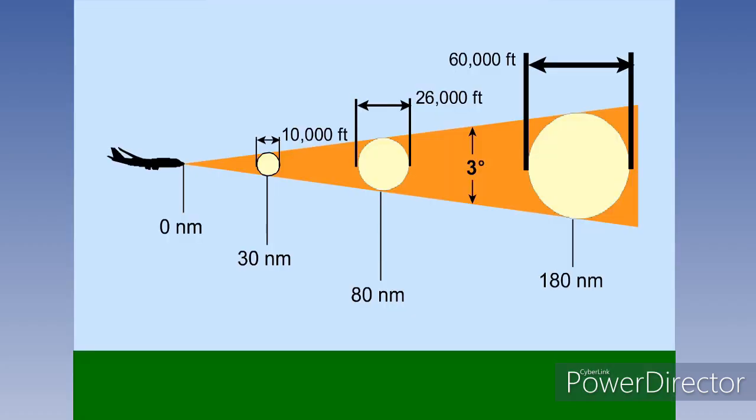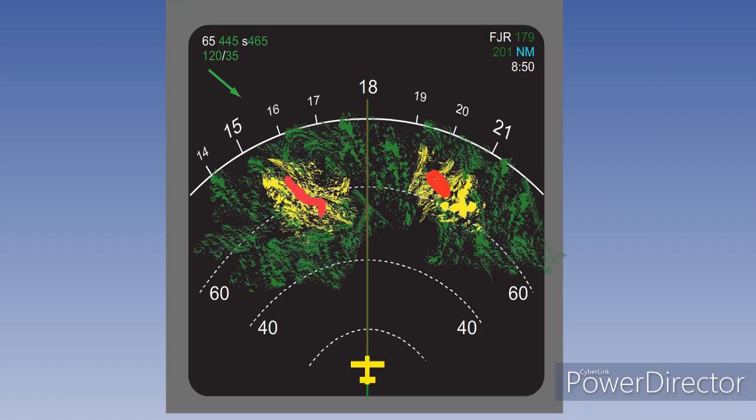Here, we see the coverage for a 3-degree beam at various ranges. The equipment is designed to detect those clouds which are likely to produce turbulence, to highlight the areas where the turbulence is most severe, and to indicate safe routes to avoid them where possible.